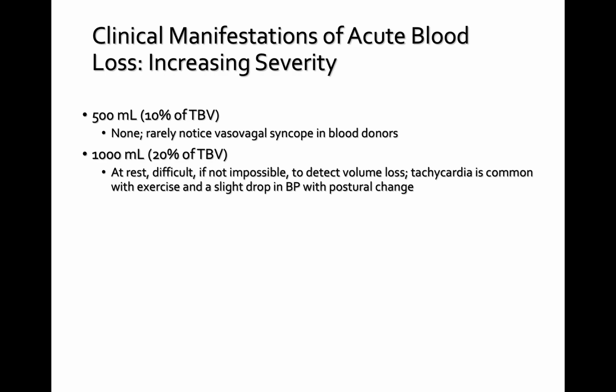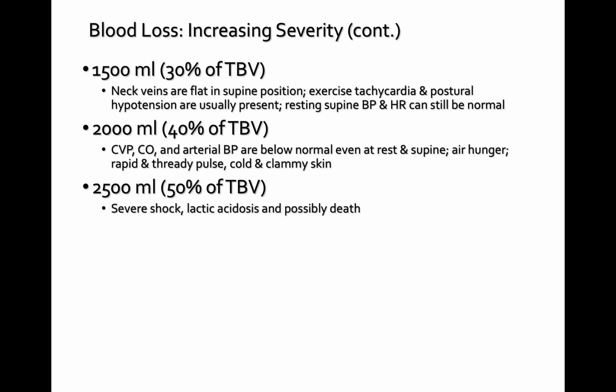Clinical manifestations of acute blood loss. 500 cc's is 10% of the total blood volume lost. Usually none. Rarely, vasovagal syncope in blood donors sometimes, or they may stand up real quick and fall down. 1,000 cc's of blood loss is 20% of total blood volume. At rest it is difficult, if not impossible, to detect volume loss. Tachycardia is common with exercise, and a slight drop in blood pressure with postural change. So you can kind of see, we can lose a lot of blood and still compensate and be okay.